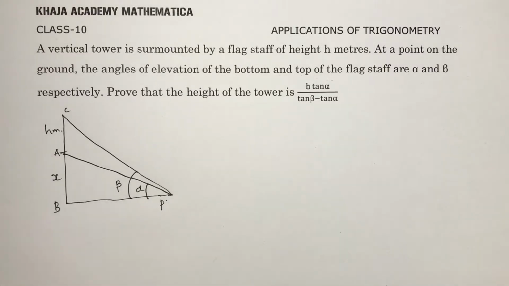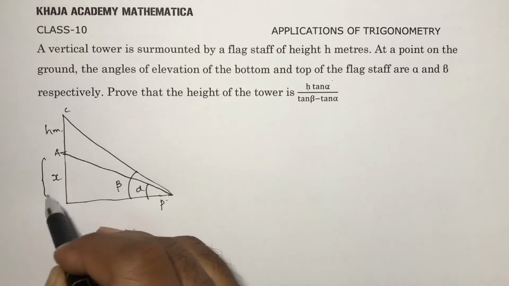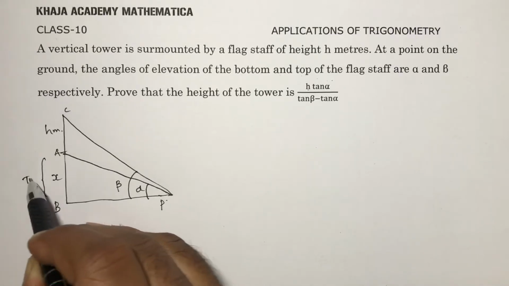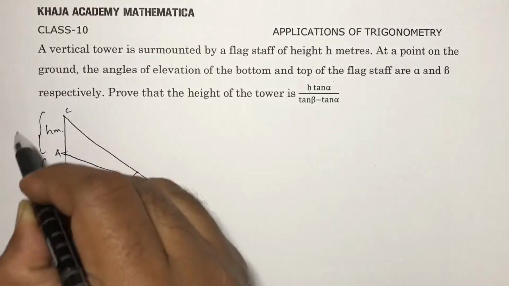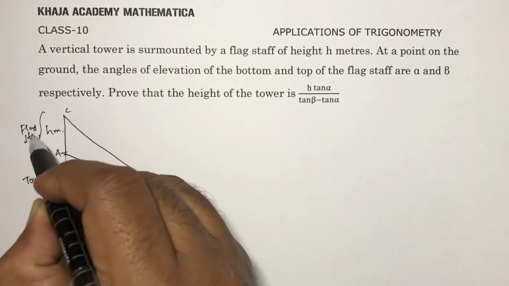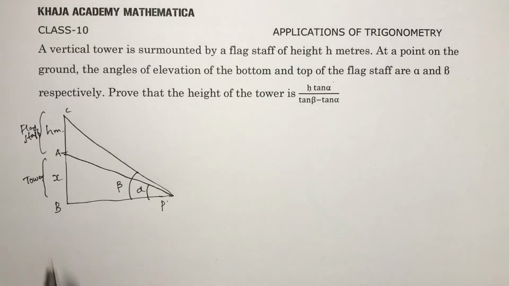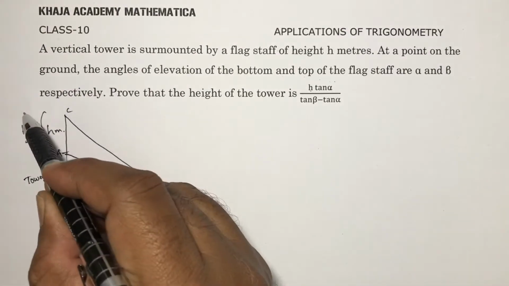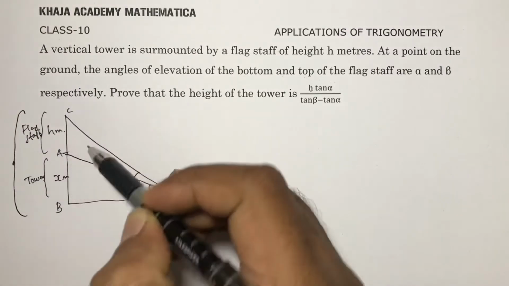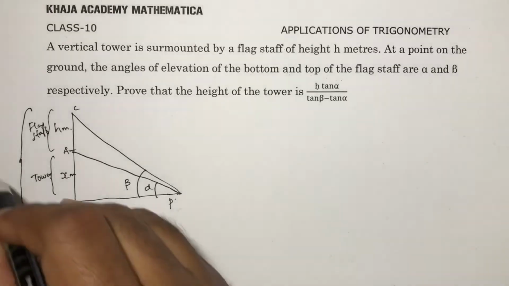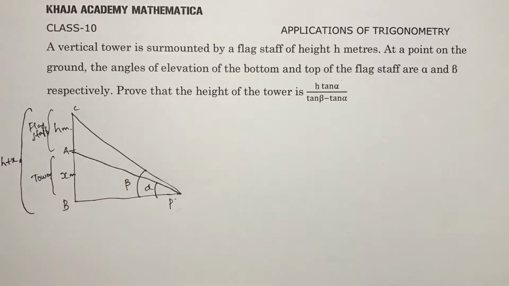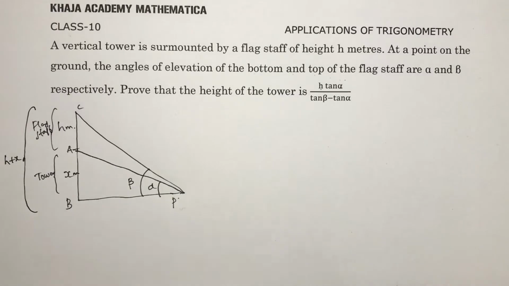So we need to find x. So this is the tower, this is the flagstaff. The flagstaff is h meters, and the tower I am considering as x meters. So the total will become h plus x. Now this BP, or PB, I'll consider as y.